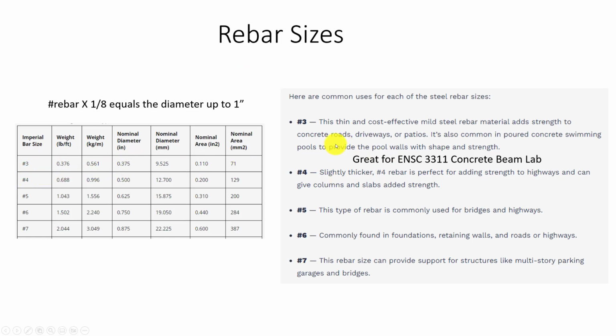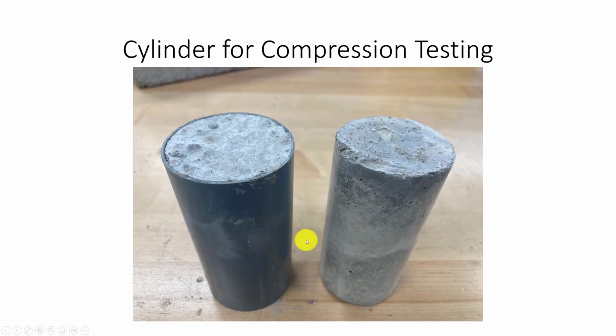So here's just kind of a little bit of common uses for the size of rebar. So number 3 would be a thin, cost effective bar. It's going to add strength to concrete, roads, driveways, paveways. So this is a real common rebar, and it's great for engineering science labs as well.